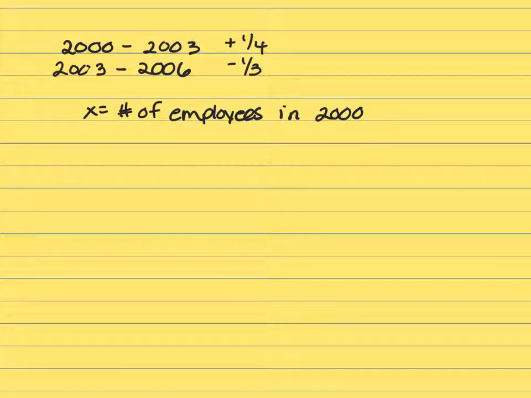I am trying to find the number of employees in the year 2000, and I'm going to let that be X. And we know from 2000 to 2003, there was a 1/4 increase. From 2003 to 2006, there was a decrease of 1/3. So if I take 1/4 times the number of employees in 2000, that gives me the number of increase from 2000 to 2003.